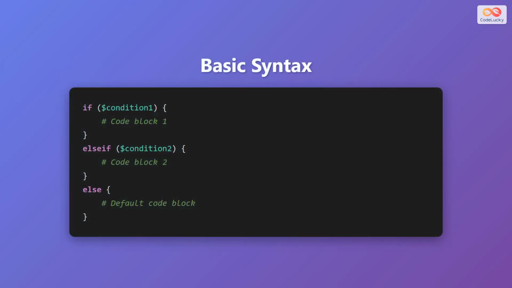Let's start with the basic syntax. An if-else-if-else structure begins with the if keyword, followed by a condition in parentheses and a code block in curly braces. Next comes the else-if keyword with its own condition and code block. You can have as many else-if clauses as you need. Finally, the else keyword provides a default code block that runs if none of the previous conditions were true. Notice that else-if is written as one word in PowerShell, not two separate words.